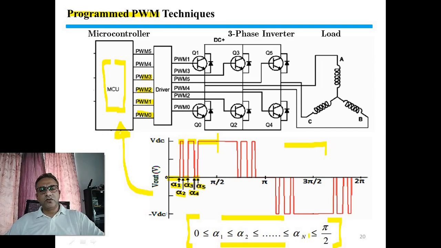Now alpha 1, alpha 2, alpha 3 and onwards, they can be obtained in a number of ways. First, we can program them graphically. We can make up a program graphically and feed the angles into the microcontroller. However, such technique will have a lot of harmonics. So the alternate technique that we will use for program PWM technique to find alpha 1, alpha 2, alpha 3 is called selective harmonic elimination. And this is what we'll do in the next slide.